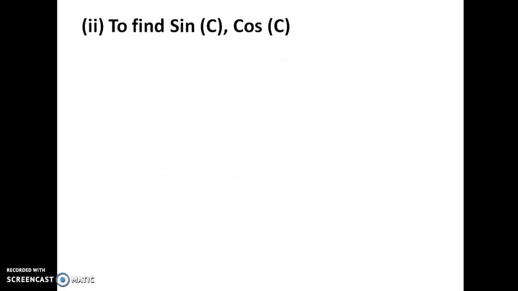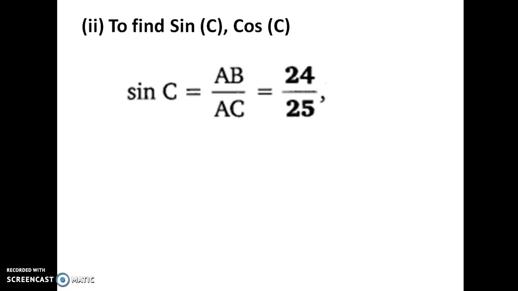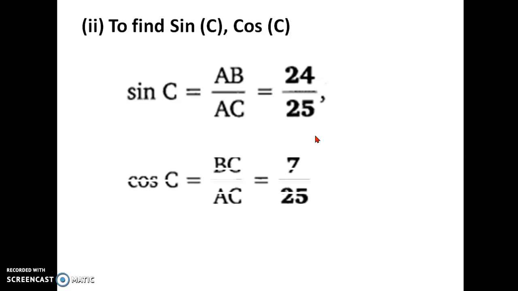Now we have to find sin C. One more angle C, which is on top. When you want to find sin C, your opposite side will be AB. So the opposite side is AB and the hypotenuse is AC. The opposite AB value is 24 and the hypotenuse is 25. So 24 by 25. Then cos C. Cos C is adjacent by hypotenuse. Adjacent for cos C is BC. So it is 7 by 25. That's the answer.